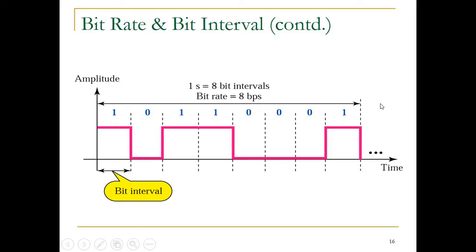and the bit rate is the time it takes for the entire bits to be transmitted. So in this case, for a 1 second period, 8 bits were transmitted. So in that case, we would have a bit rate of 8 bits per second, and obviously 8 bit intervals as well, because 1 second represents that particular 8-bit sequence that we had. Okay, so 1 second equals 8 bit intervals, which would then form the bit rate of 8 bits per second.